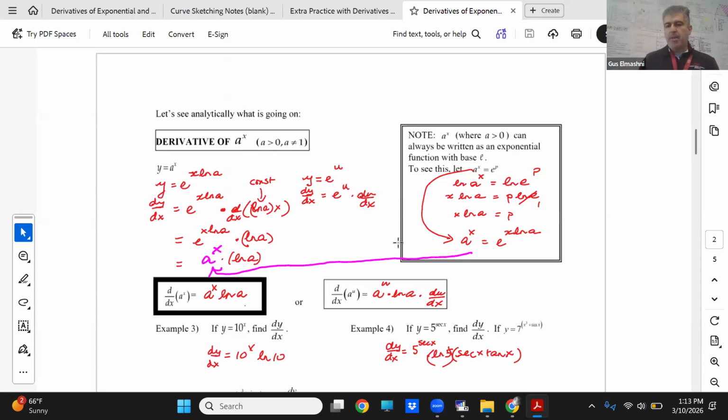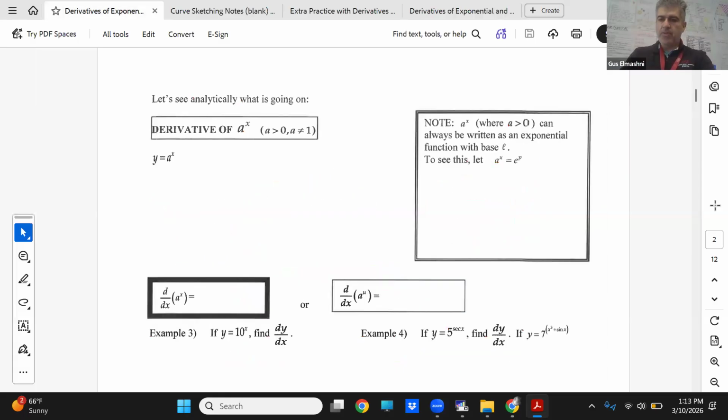A to the x equals e to the p. So you take natural log of both sides. Now, if you take natural log of both sides, and actually I'll do this, now I kind of know what's going on here. I think I can handle it from scratch now. Now I remember what to do. So we'll take natural log of both sides.